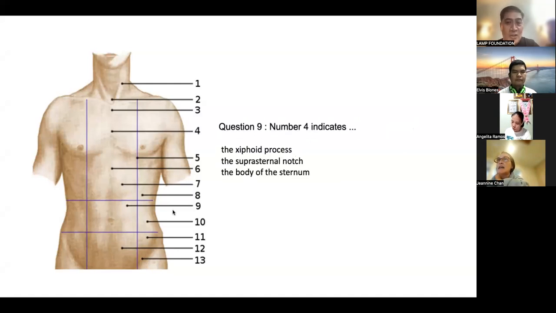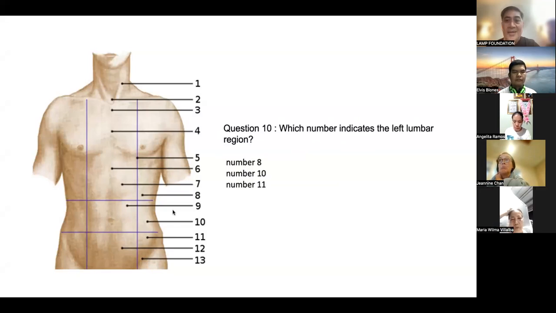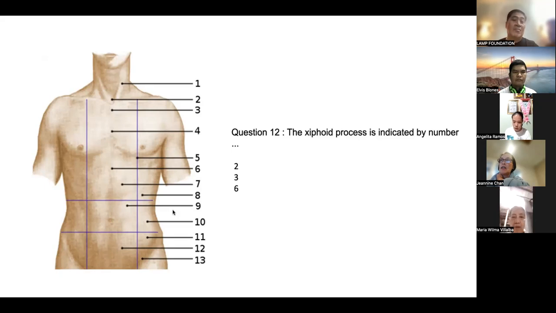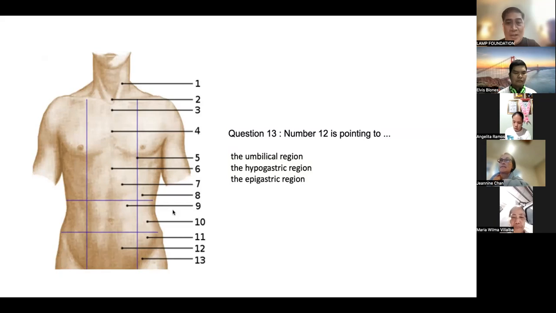Okay, number 4 indicates what? The body of the sternum. Which number indicates the left lumbar region? Number 10. Great. What is indicated by number 8? The left hypochondriac region. The xiphoid process is indicated by number what? Number 6. Number 12 is pointing to what? The epigastric region. No. Number 12.